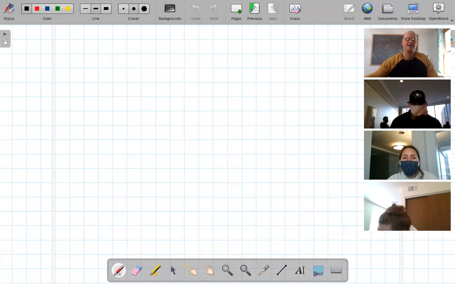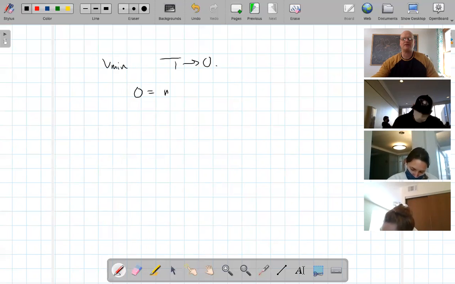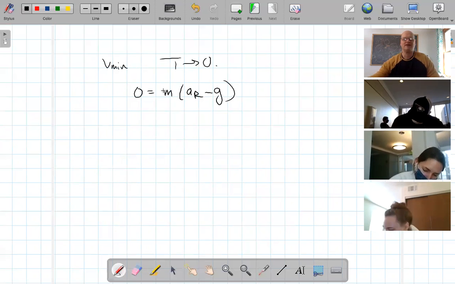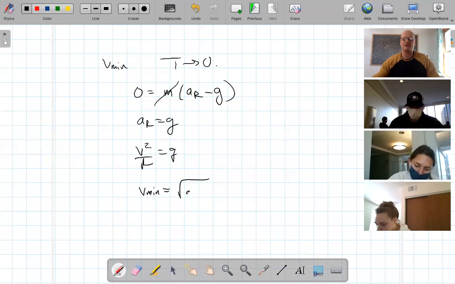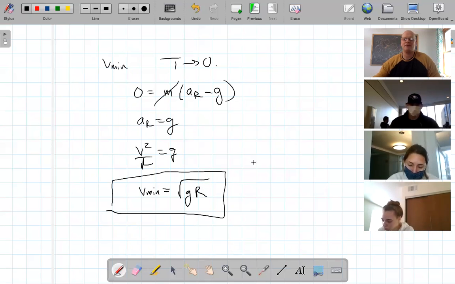So for my keys, the minimum corresponds to the tension going to 0. When this happens, I have 0 equal to the mass times the centripetal acceleration minus the gravitational force. I can get rid of the mass anyways. So this gives me that my radial acceleration is simply equal to g, which means that v squared divided by the radius is equal to g. So the minimum velocity to make it through the circle, as far as my key is concerned, or again, being on a roller coaster, is the square root of g times r. This is the minimum amount of velocity we need to be able to make it through the circle.